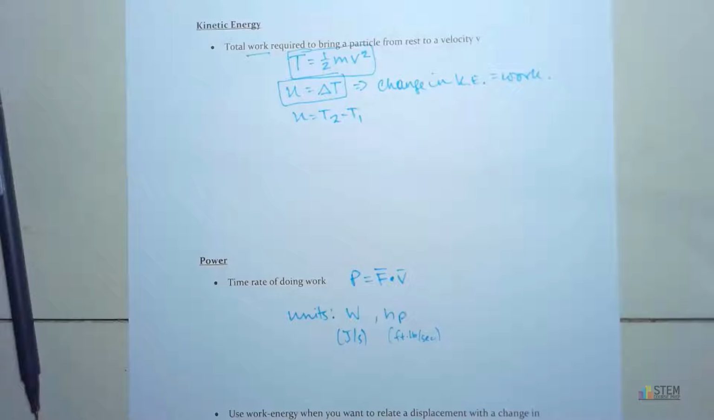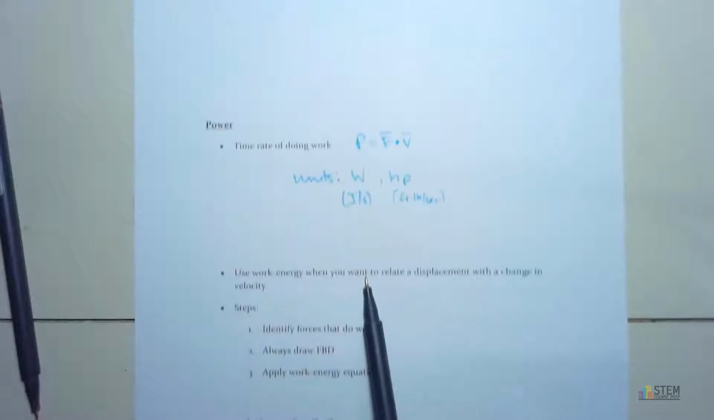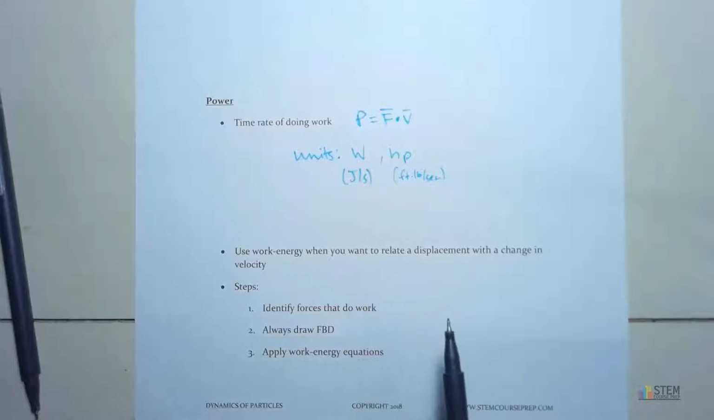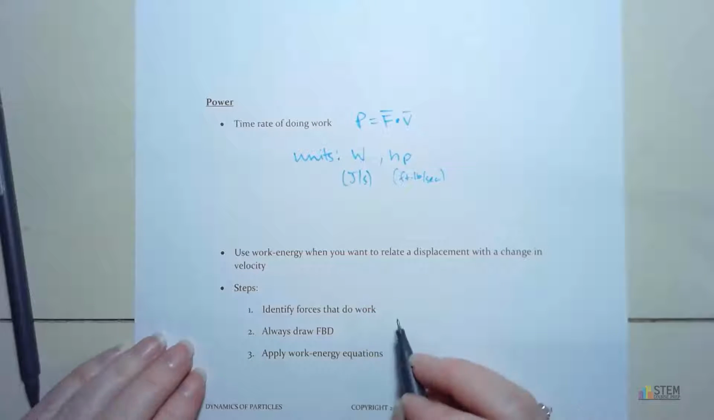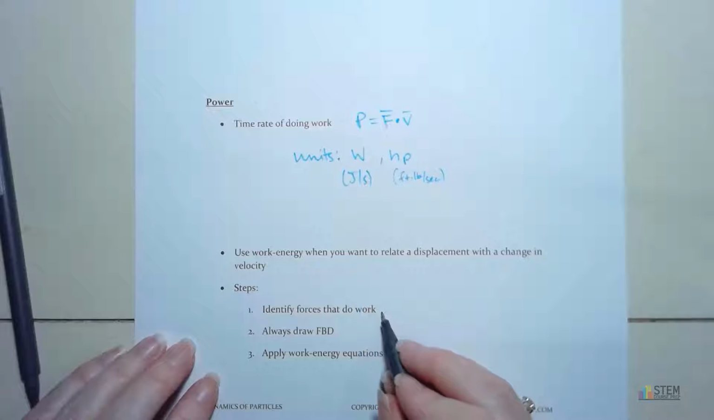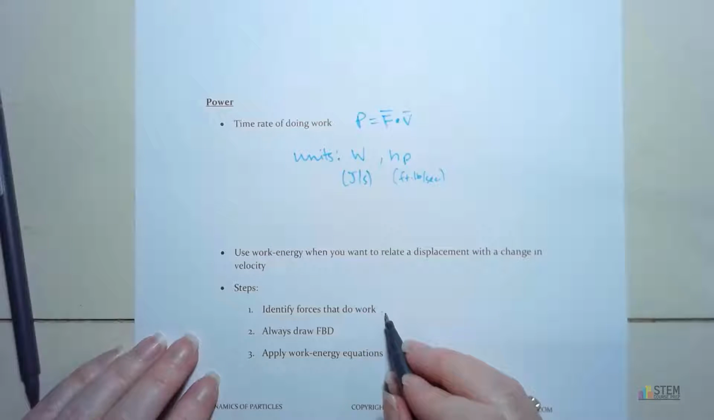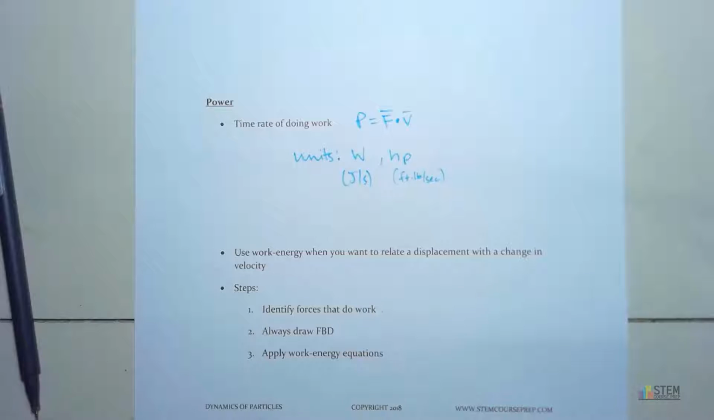And finally, how do you know when to use this? You're going to use work energy when you want to relate displacement with some velocity change. That's when you're going to want to use this. And the steps we're going to use, we're going to identify forces that do work. We'll know if they do work if we have a displacement in the direction of the force. We always draw the free body diagram, and then we're going to use our work energy equations.